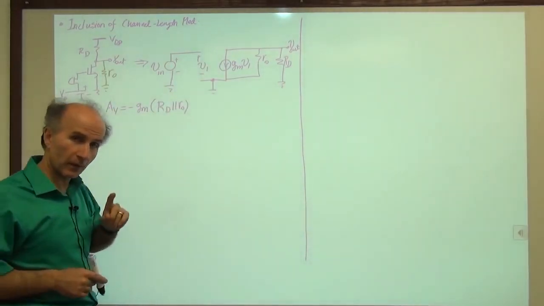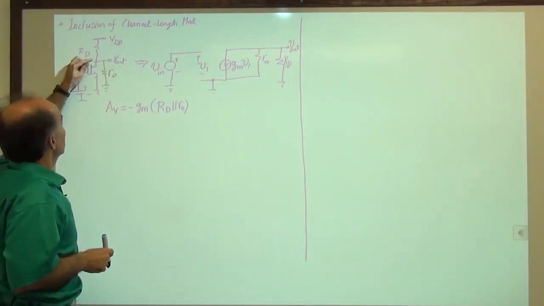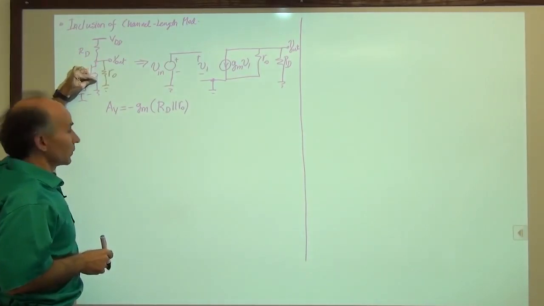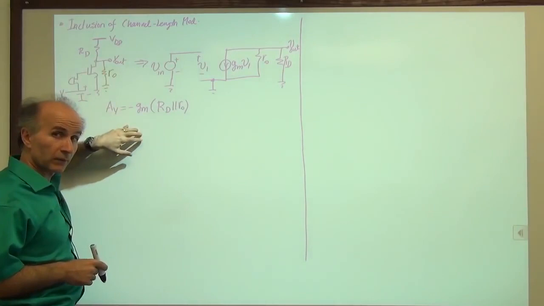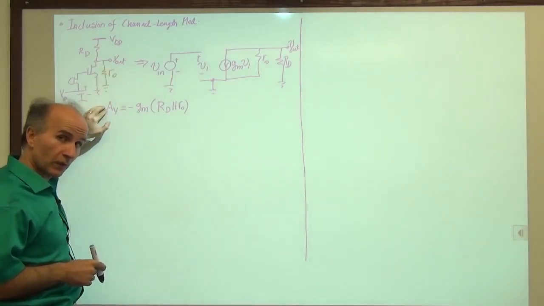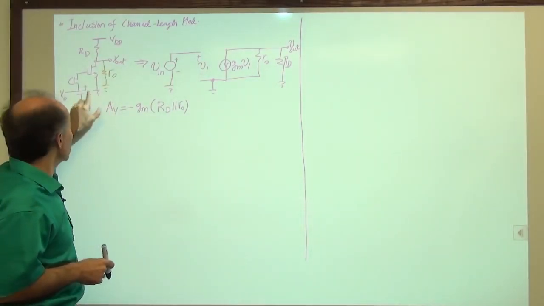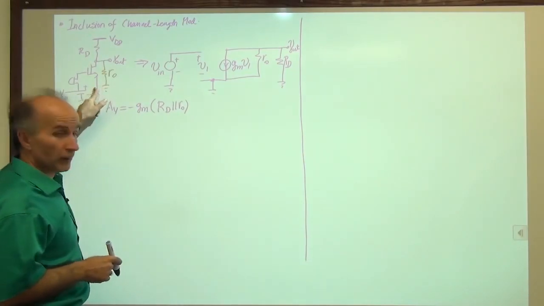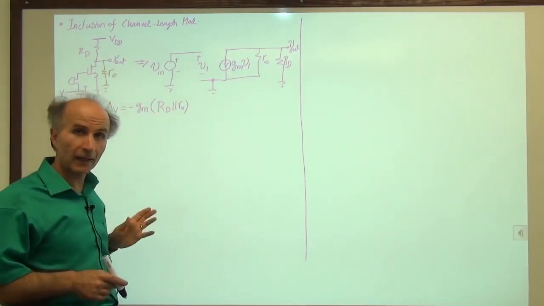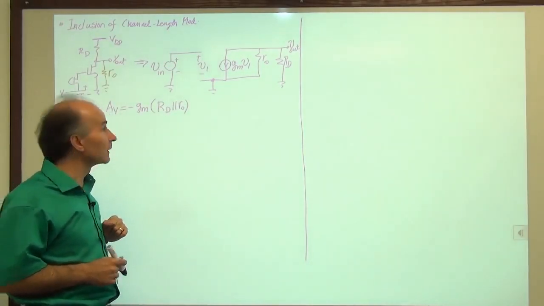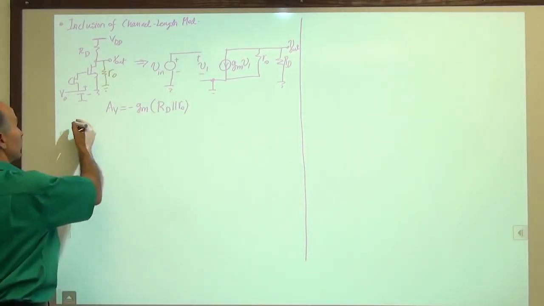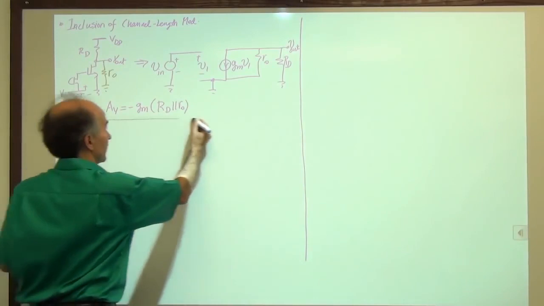It's important to remember that RO is connected between drain and source of the device, right? Not from the drain to any ground. It's always connected between drain and source. Now it just happens that source is grounded in the circuit, so RO is exactly in parallel with RD. Okay, so that was very easy, right? We just found that. Let's look at an example.